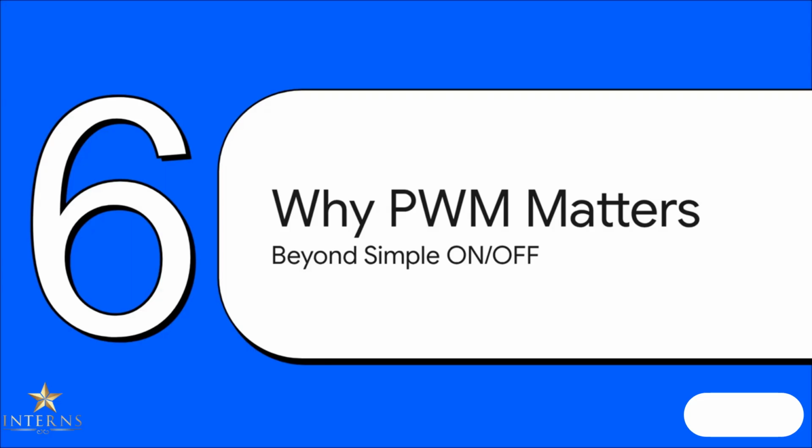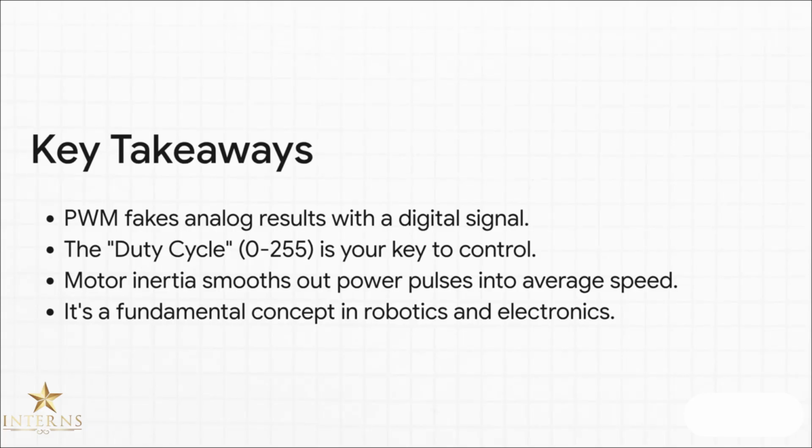Okay, so we've looked at the problem, we've decoded the trick, we've seen the physics, and even the code. Let's just wrap this all up by talking about why this one idea is so fundamental. So let's nail down the key takeaways. First, PWM is how we fake a smooth analog result using a simple on-off digital signal. Second, the duty cycle, that 0 to 255 number, is our control knob. Third, it's a physical property, like a motor's inertia, that does the magic of smoothing everything out.